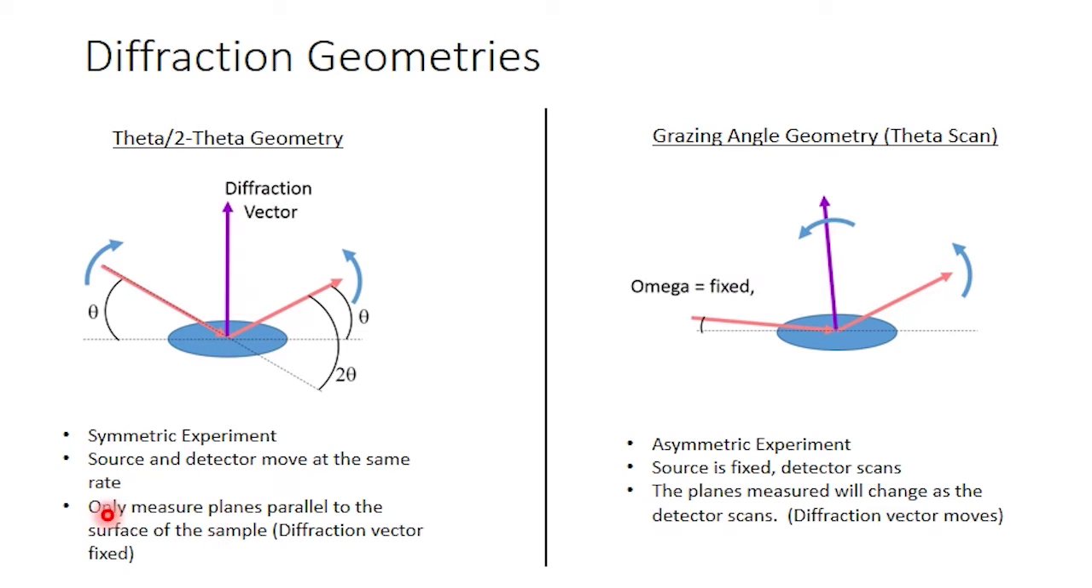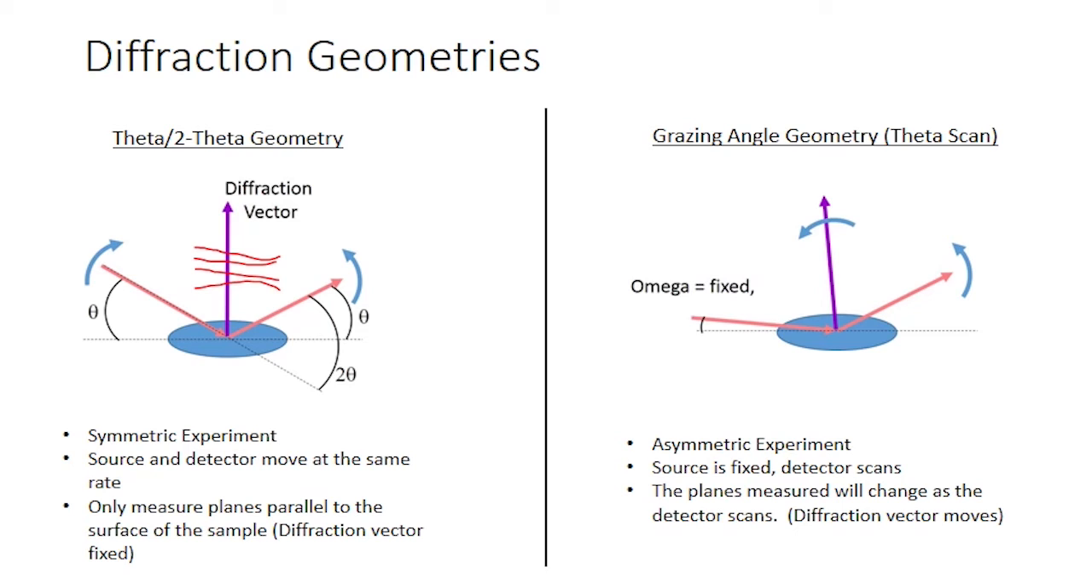But one important thing is that in this experiment, we only measure planes that are parallel to the surface of the sample. That's where this diffraction vector comes into play. This diffraction vector indicates what direction the planes are in that we're measuring, and it's always perpendicular to the planes. So in this case, we would be measuring planes in this direction. Sorry, my drawing is not very good with a mouse. So planes that are parallel to the surface of the sample are the ones that we're going to be probing in this type of theta to theta geometry.